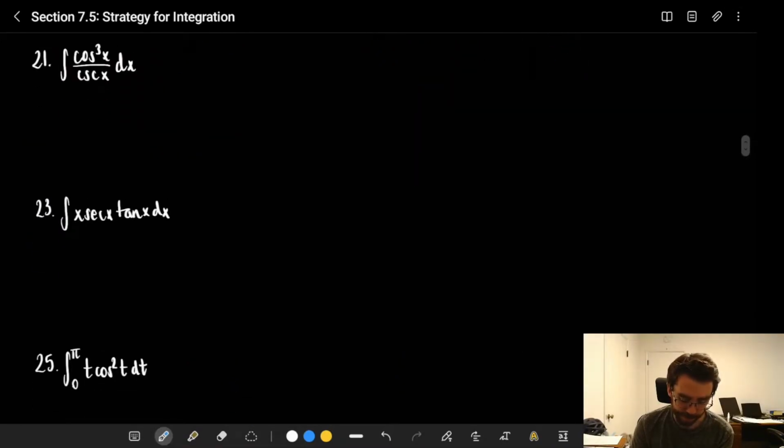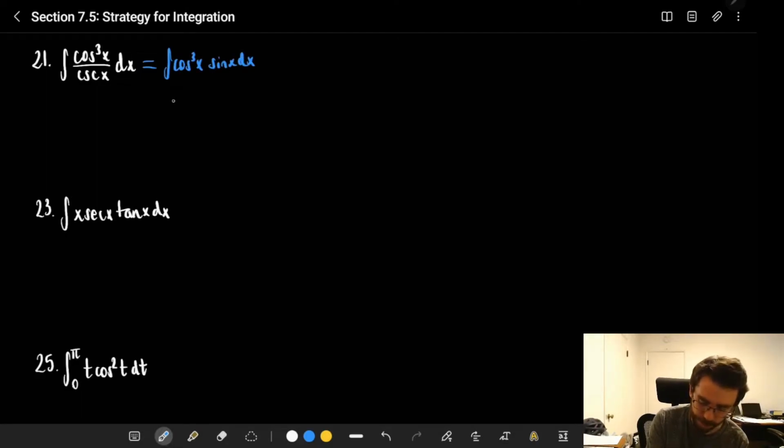Next one. Yeah, we're into the trig section. Time to hate our lives. Cosine cubed over cosecant. I don't like cosecant. Cosecant's 1 over sine, so this is cosine cubed sine.